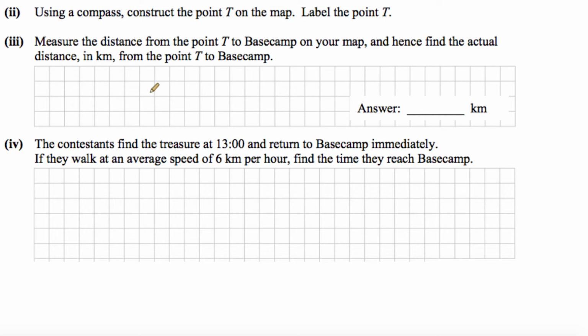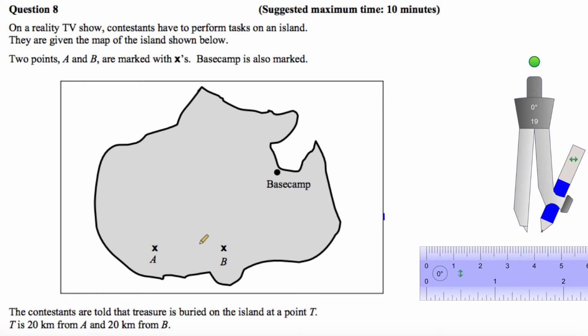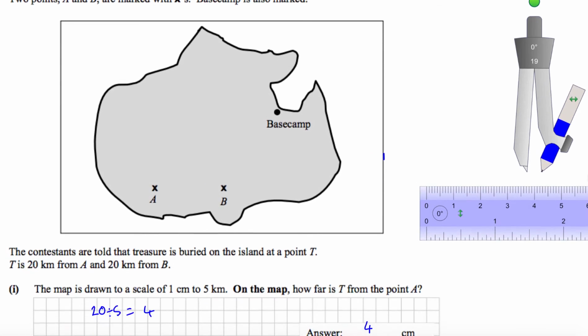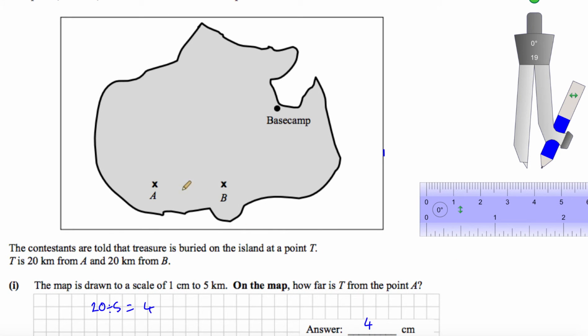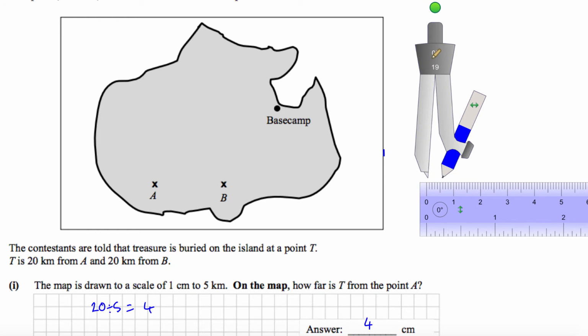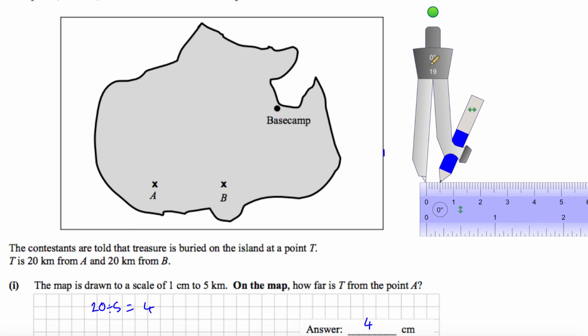Part 2 says, using a compass, construct the point T on the map and label the point T. Okay, so, well, if we're going to construct the point T, we know that this point T is going to be 4 centimeters from A on the map and 4 centimeters from B. So what we're going to do is we're going to get our compass and we're going to stretch our compass to 4 centimeters. So you stretch the legs of the compass to 4 centimeters.